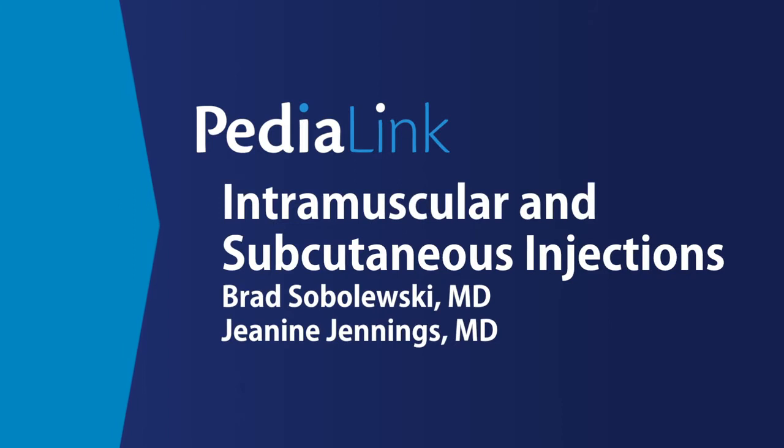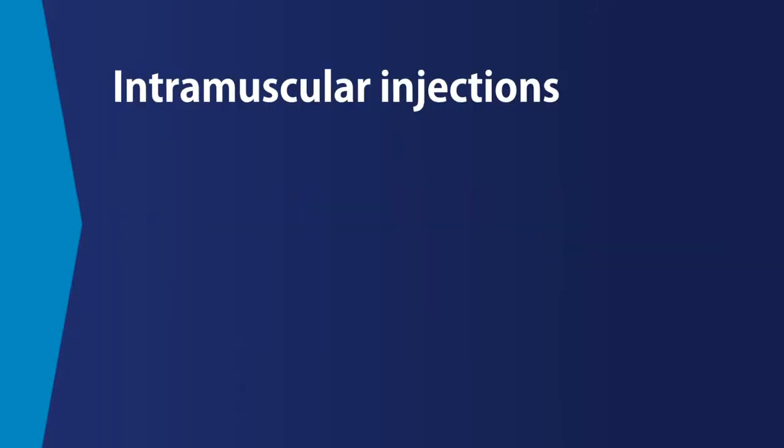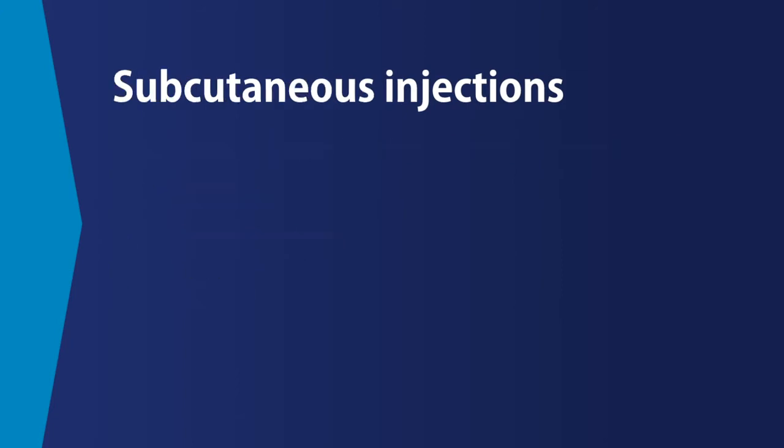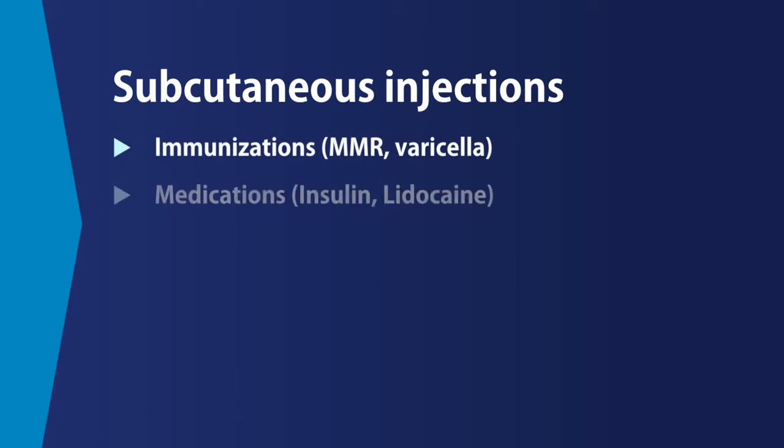This video will detail the process for giving intramuscular and subcutaneous injections. You may encounter intramuscular injections during the administration of immunizations, antibiotics, pain medications, or sedative agents. Examples of subcutaneous injections include immunizations like the MMR, medications, insulin and lidocaine, and placing a PPD test.